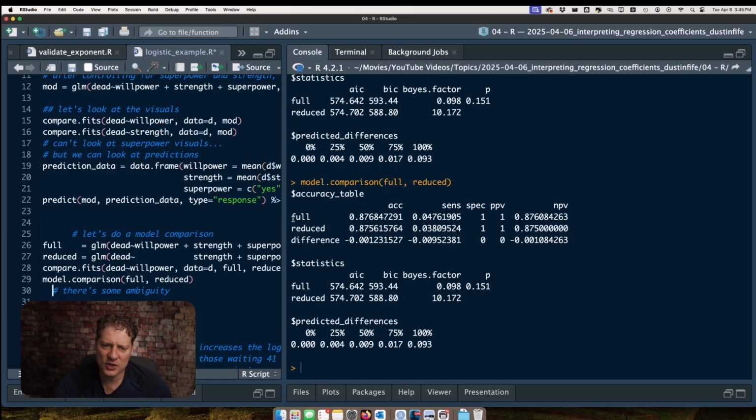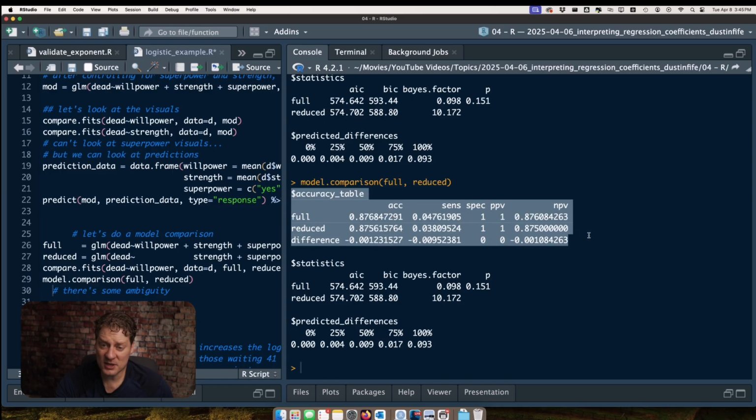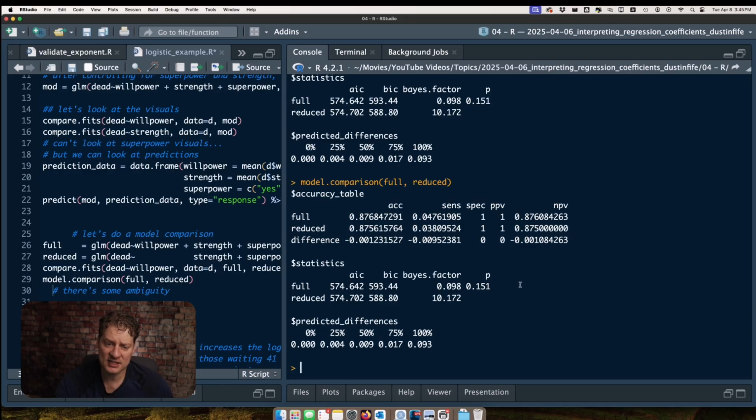There's the accuracy table, so it basically uses both models, the full and the reduced, to predict who dies versus who doesn't and sees how accurate they are, or how good the sensitivity, specificity, positive predictive value, all those are. The problem is, if you've got a data set like this where the number died is small, like 10%, these aren't very informative. And in this case, they're very similar, so they're basically saying they're not all that different.